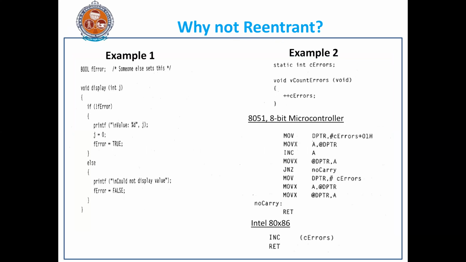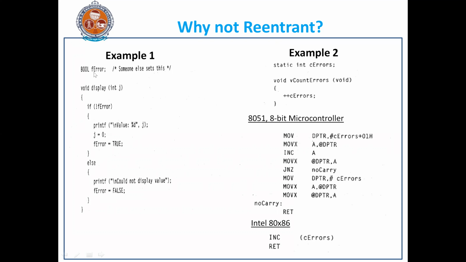For example, if you see these examples, why these functions are not reentrant. Suppose if you see the first example. Here we are giving boolean f errors, which is a global variable, and in this display function you are using the printf to print the j value, and you are assigning some j value, and then you are giving f errors is equal to true, and in the else also you are printing some value. So why is this function not reentrant? Out of those three rules, here it is violating two rules.